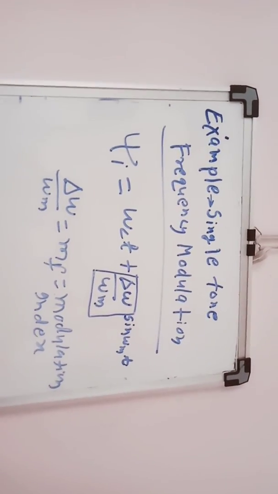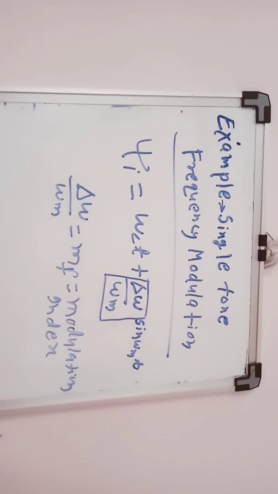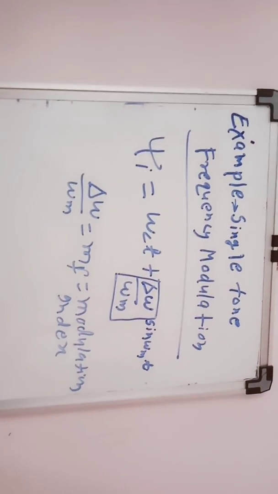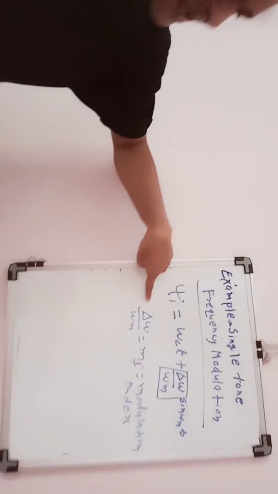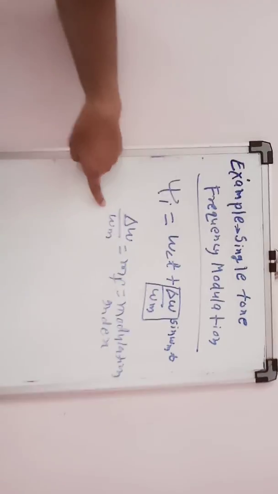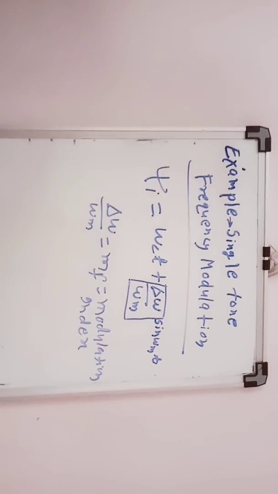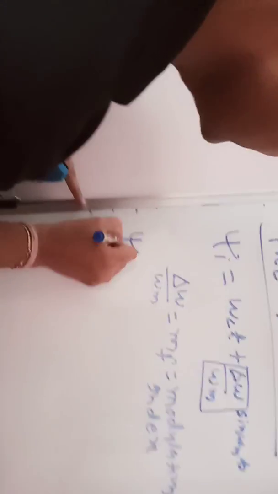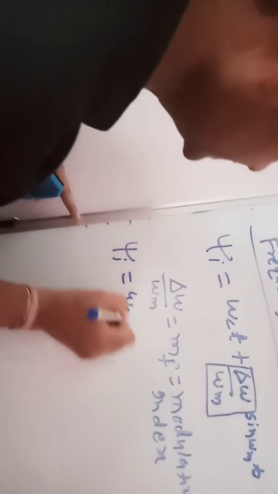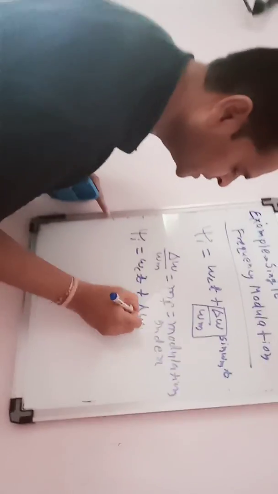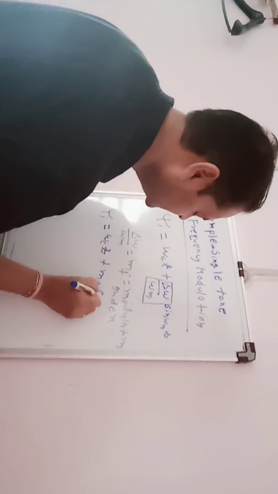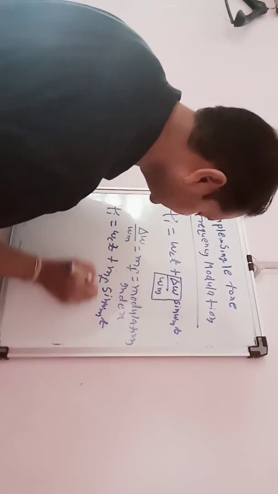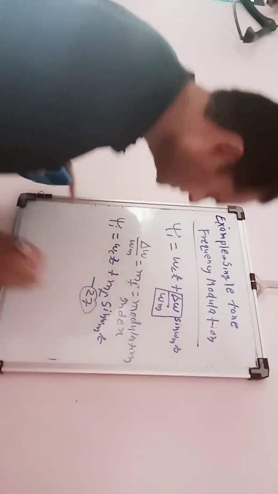So what is the modulation index in the case of FM? It is the ratio of frequency deviation and the modulating frequency omega m. So now I can write this expression as psi i is equal to omega c t plus delta omega upon omega m, in place of this I will write m f, sin omega m t, and this is equation number 27.